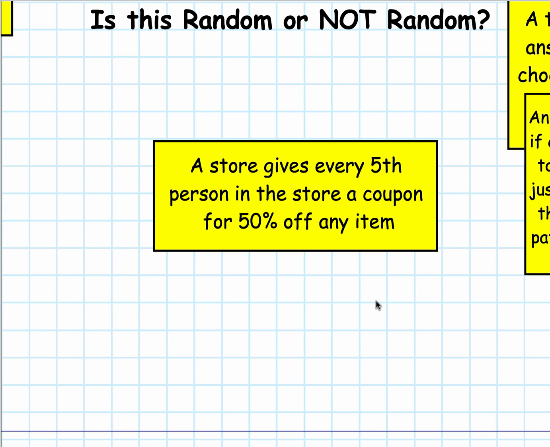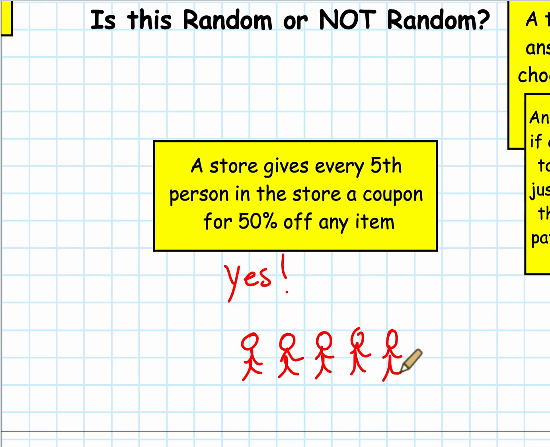Okay, so this one. A store gives away every fifth person in the store a coupon for 50% off any item. Would this be random? Yes, this is definitely going to be random. That's because the store doesn't usually have any control about who that fifth person is going to be. Unless they have made an announcement that every fifth person is going to get a 50% off coupon, which I don't think they would have done, then that fifth person is lined up randomly in the queue to come into the store.